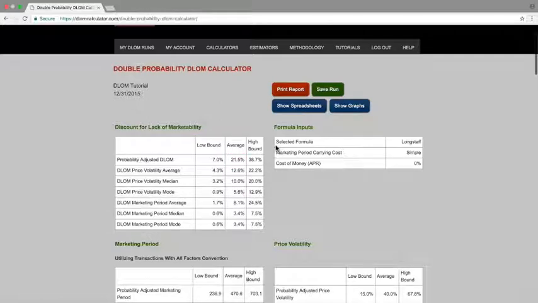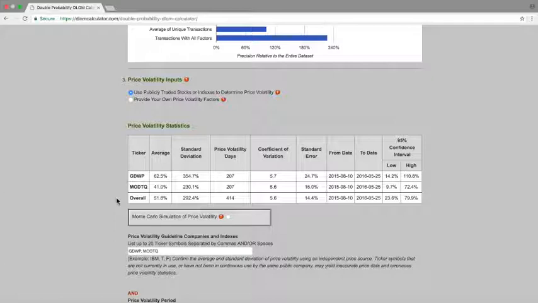You may have noticed a couple of boxes that refer to Monte Carlo simulation. There's one under each of the statistics tables. These functions are used to determine where within the confidence interval range the probability-adjusted DLOM would fall if the average were assumed to be more or less than the average reported in one or both of the tables.